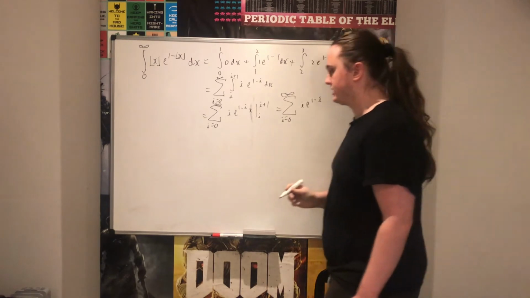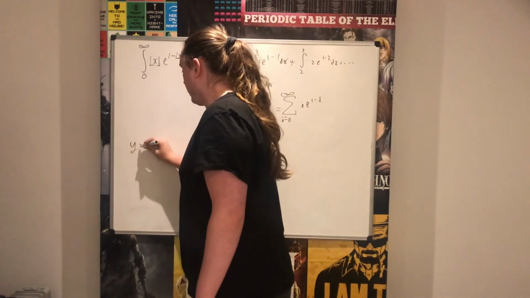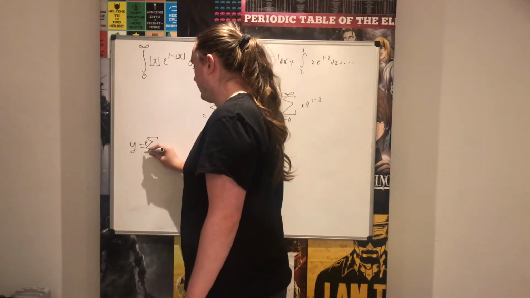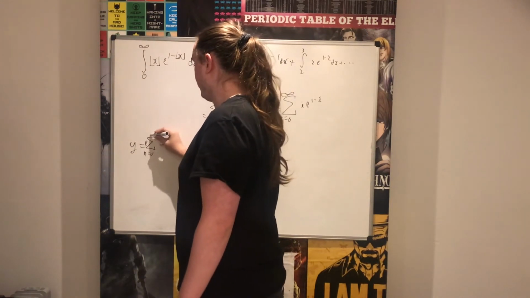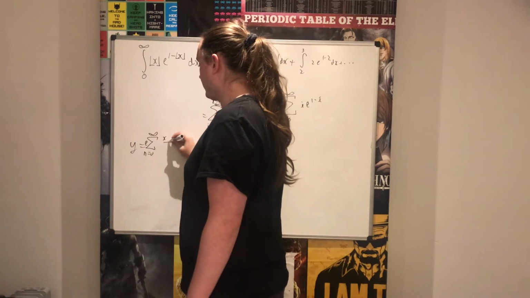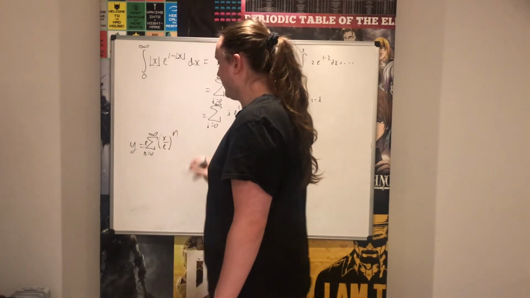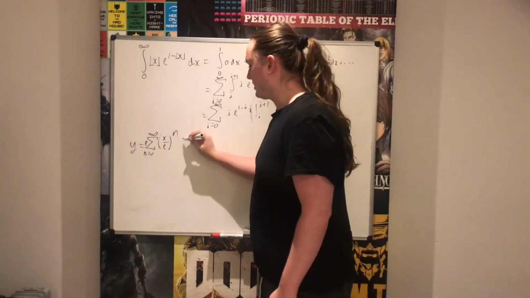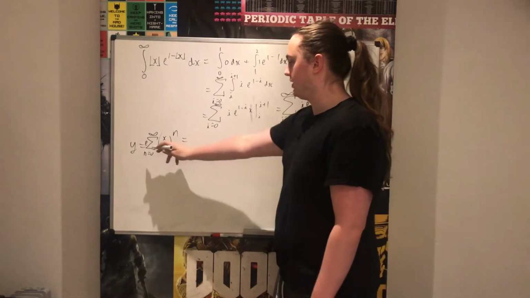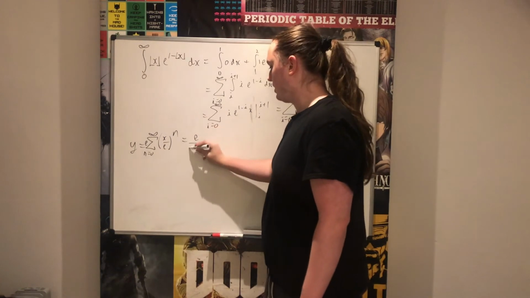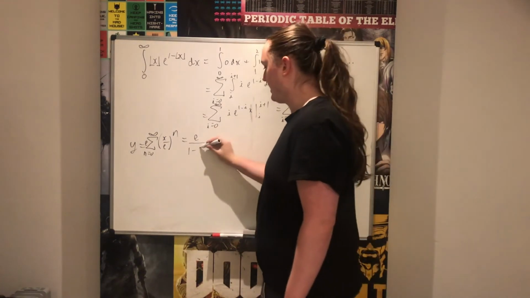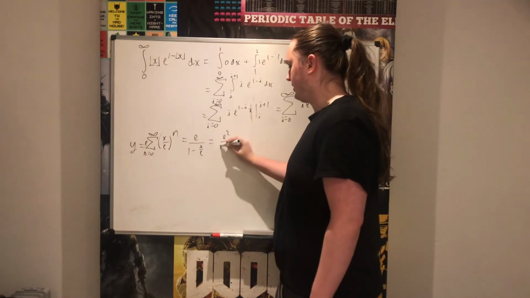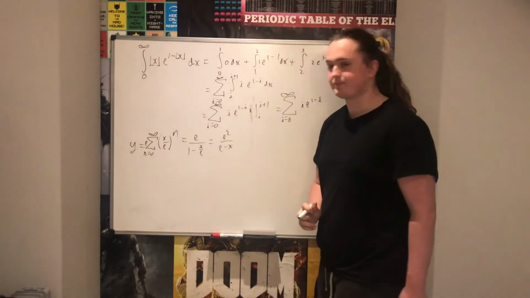And to do that, we're going to consider a function, y, which is e times the sum from n equals 0 to infinity of (x over e) to the n. Now, this is a geometric series, so we can evaluate it knowing that the first term is e, over 1 minus the common ratio, which is x over e. And so this is the same as e squared over e minus x.